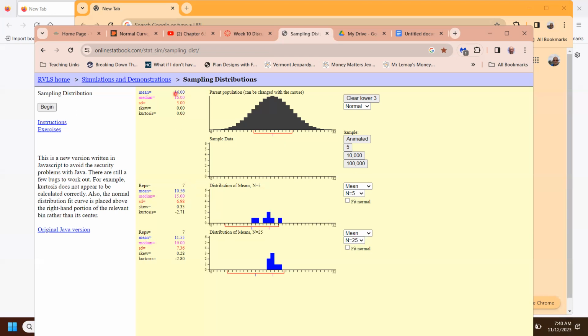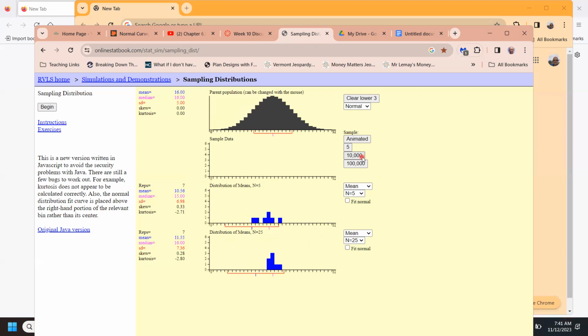The population mean, which is a normal population, has a mean of 16, and the average of these 7 samples, the average of all those sample means, is 10.5, which is different. I would call that pretty significantly different from the population mean. And for these 7 samples of size 25, these 7 X bars represented here have an average of 11.55, which is again different, kind of underwhelming.